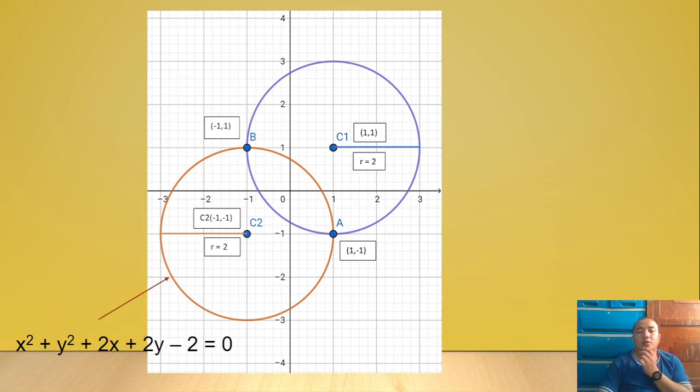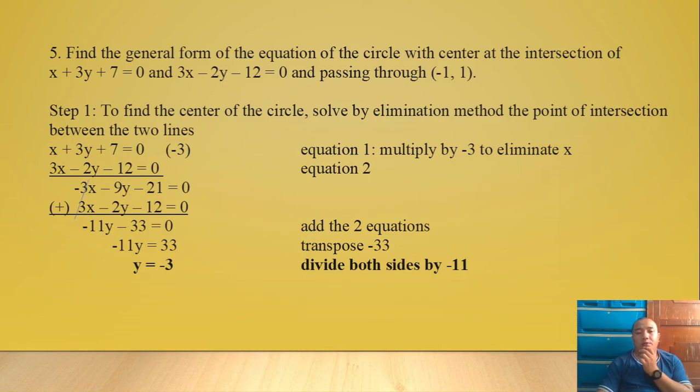So, this is the equation for circle 2. And this is the equation for circle 1. Alright. Hope you understood this number. Let's proceed to number 5. Find the general form of the equation of circle with center at the intersection of x plus 3y plus 7 equals 0 and 3x minus 2y minus 12 equals 0 and passing through negative 1, 1.